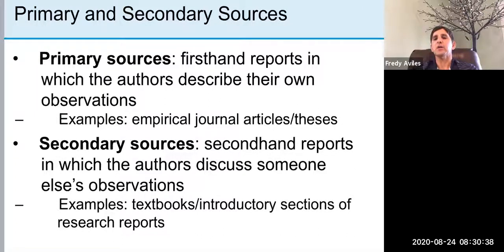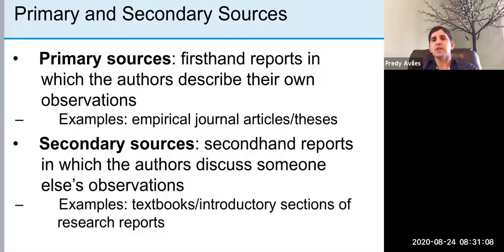He is reporting, or she is reporting, about somebody else's research. So he or she is summarizing the work of others. Okay? Your textbooks, your Psych 101 textbooks, or some other psychology textbook for some other class. And also the introductory section of these research reports. When you read a research report, the introductory section actually is summarizing other people's work. So you have a secondary source within a primary source.